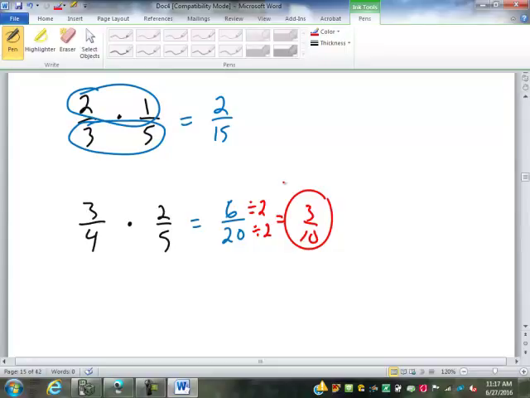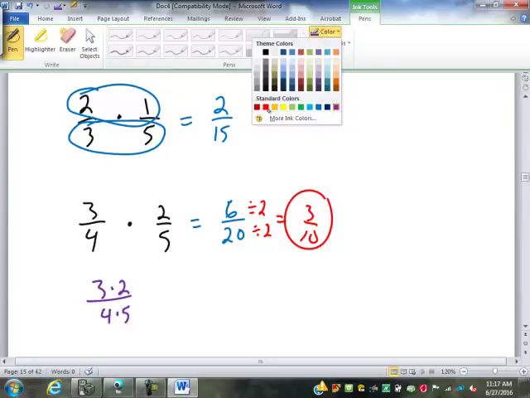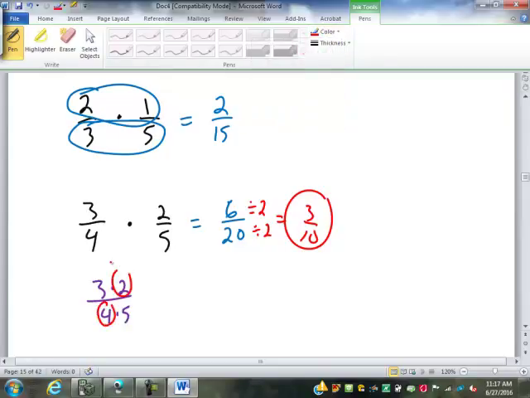Some of you right now might be wondering, what's cross-canceling? Well, we look at this and we realize this is going to become multiplying the numerators, 3 times 2, over multiplying the denominators, 4 times 5. And you see that both the 4 and the 2 can be divided by 2. So before we multiply, we could actually divide out that 2 from the 2 and the 4. 2 divided by 2 is 1. 4 divided by 2 is 2. So now when we multiply, 3 times 1 is 3. 2 times 5 is 10.